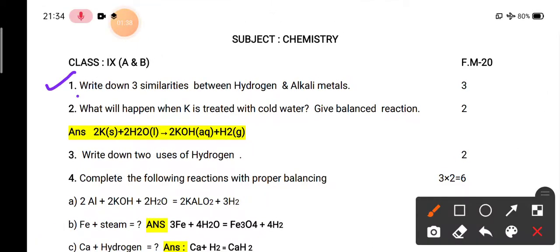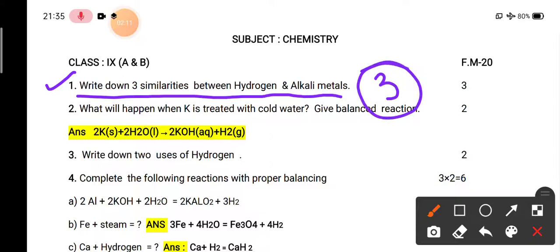The first question is, write down three similarities between hydrogen and alkali metals. You have to write just three similarities. You can add any of these: both of them are cationic, both have electropositive character, and when they react with water or oxygen, they form oxides. You can add any three similarities.